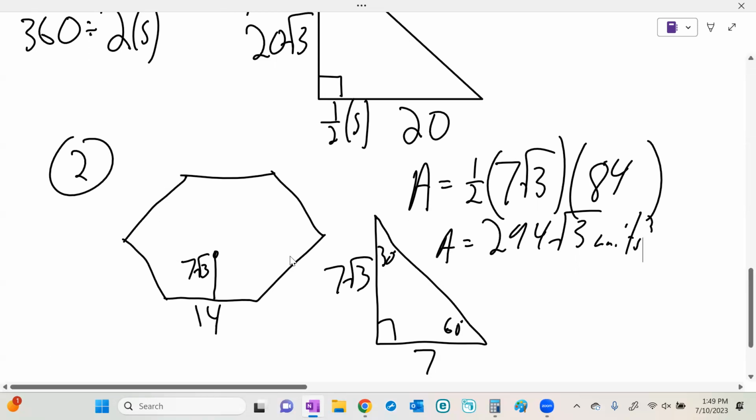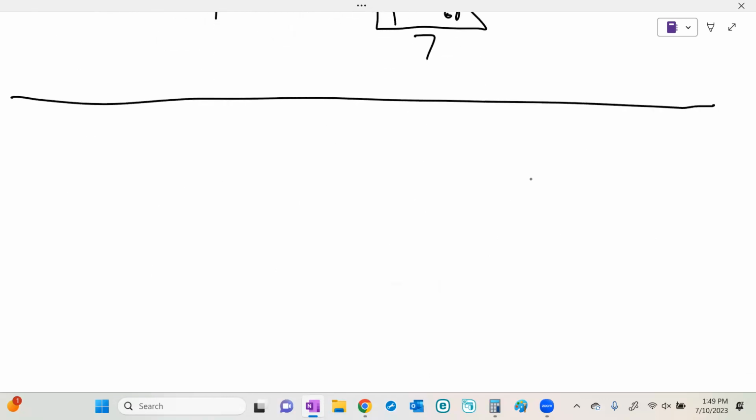Let's talk about triangles now. And in triangles, there's 2 different ways that we need to do these.